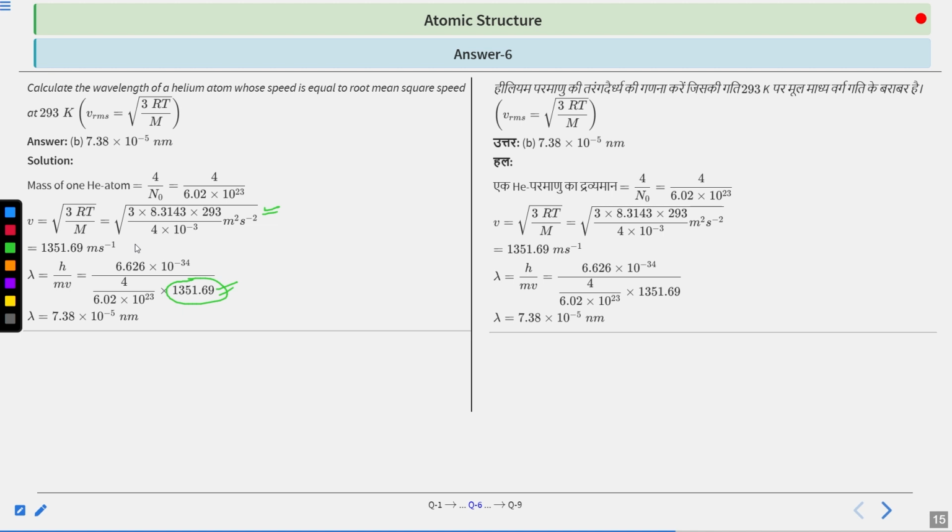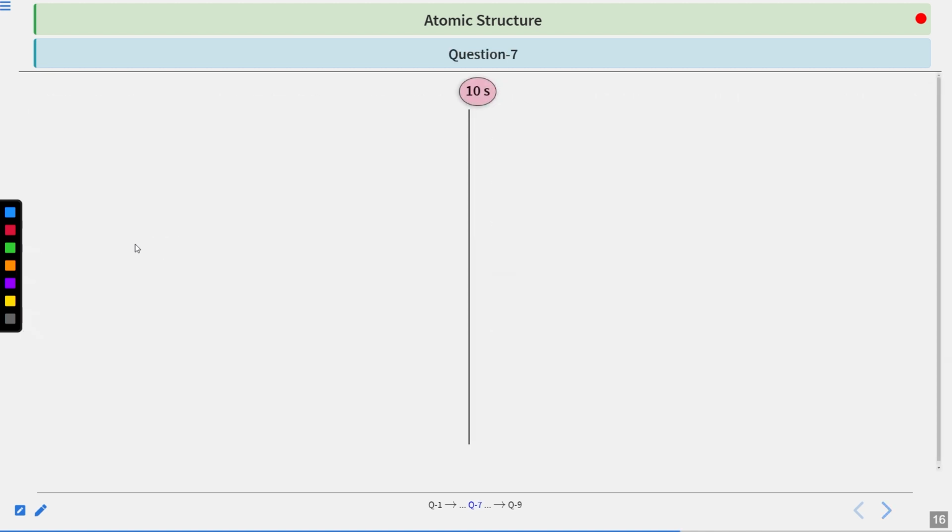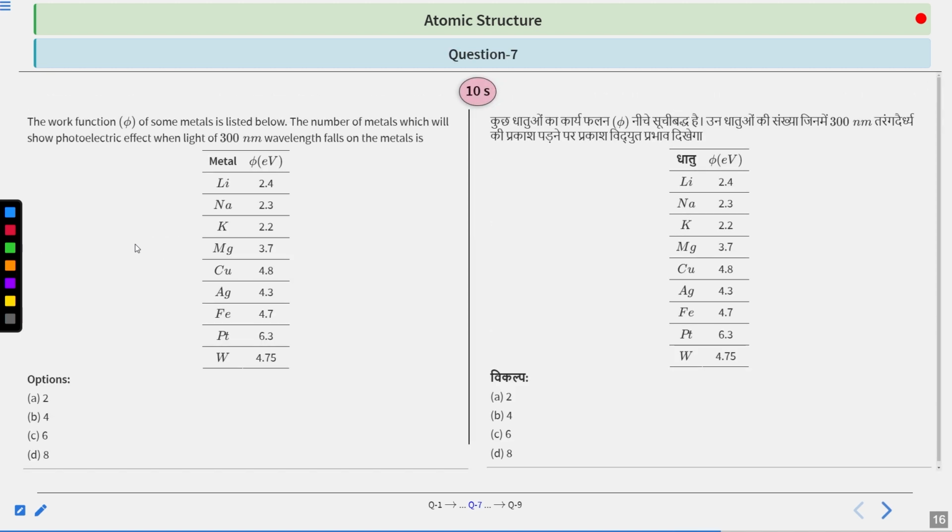Now moving on to the next question. What is question number 7? Question number 7 says that the work functions of some metals are listed below. The number of metals which will show the photoelectric effect when light of 300 nanometer wavelength falls on the metal is.